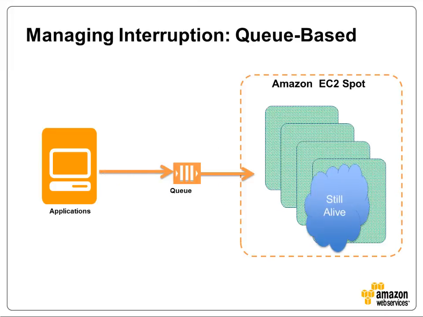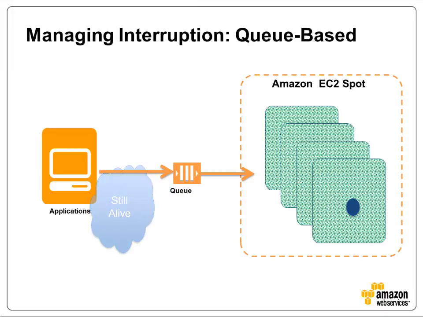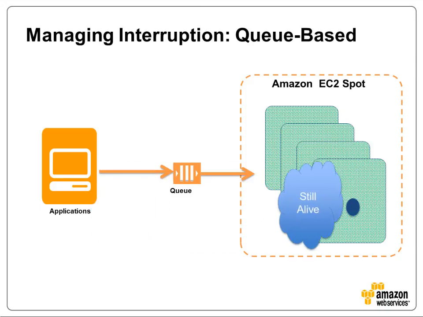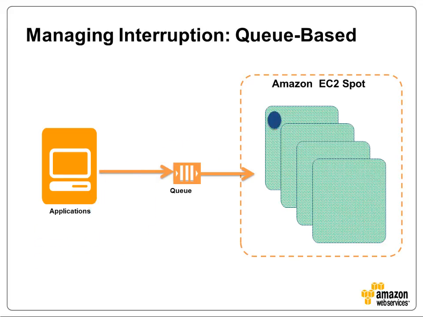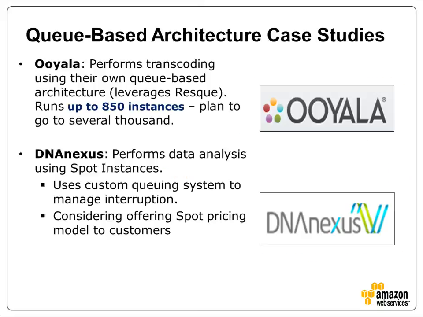Some customers use queue-based architectures to manage interruption. Basically, they requeue a job if it isn't completed within certain parameters. For example, some customers have a process that emits a heartbeat to ensure that instances are still processing a job, and if not, it will requeue the job.